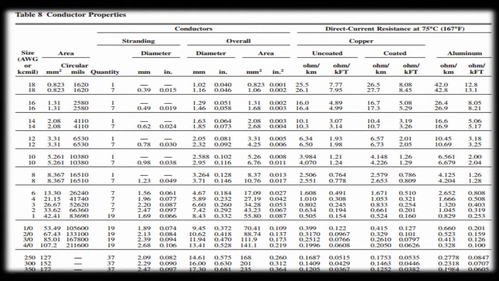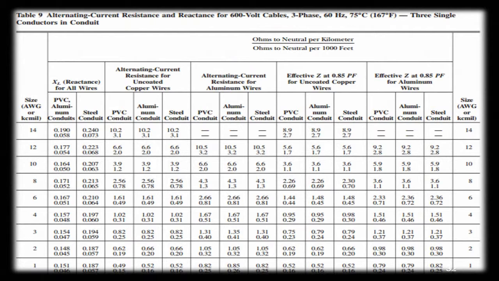Here are some example tables that you will find in Chapter 9. Okay, here's Table 8, Conductor Properties. Table 9. Okay, here is your resistance per 1,000 feet, figuring out power loss and things of that nature.